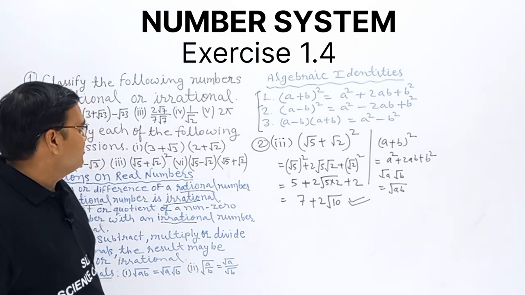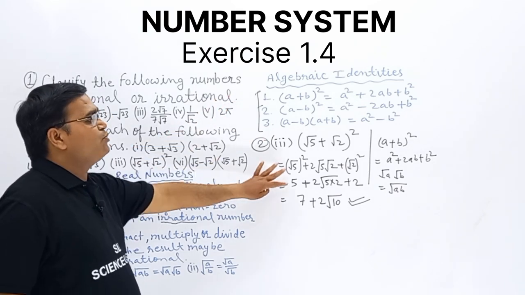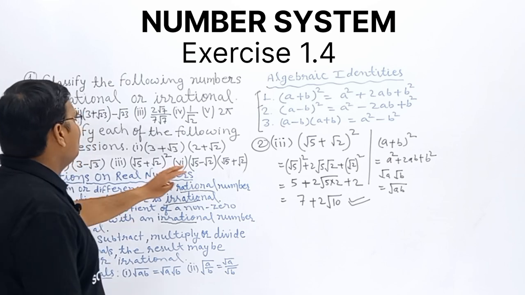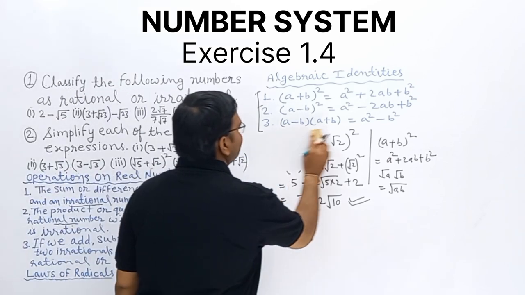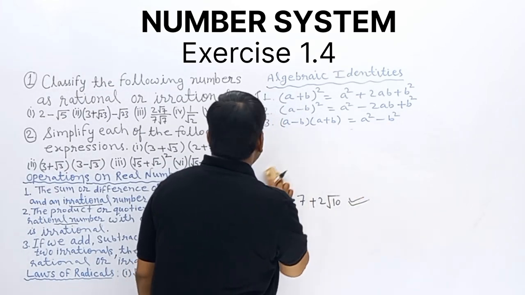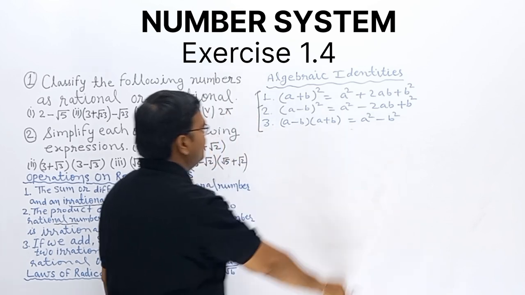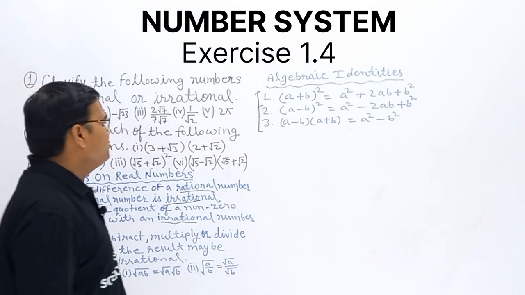Getting it? Easy question. By using these algebraic identities we are solving these questions. Now the last question I am taking here. Question number 4th one of question 2. How we will solve? Just observe.